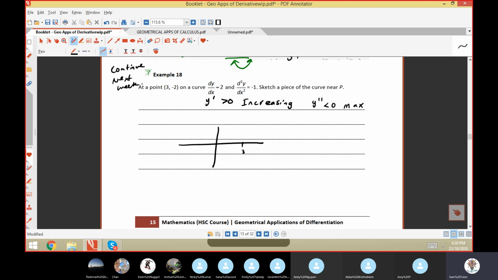X is 3. Y is negative 2. There it is. It's going to be an increasing maximum. Well, you guys know maximums look like this. Which component of this is increasing? The left or the right? Obviously the left. So here it is. Done. Finished. That's the curve. Isn't it increasing always? And isn't it part of a maximum? Done. So the 2 is irrelevant. The negative 1 is irrelevant. Stop getting fooled.